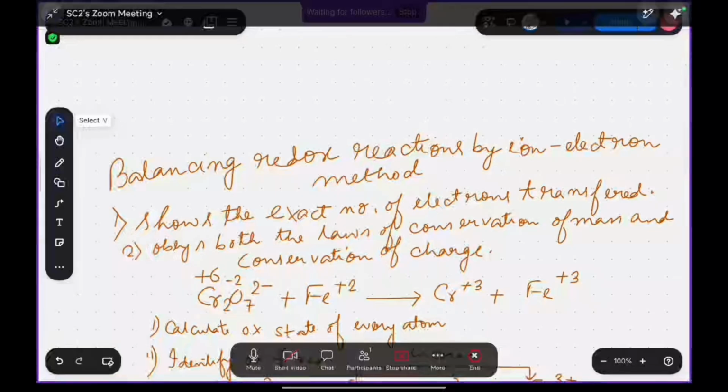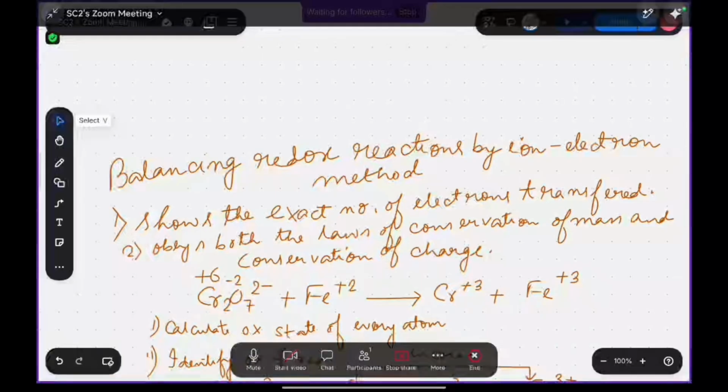Now let me simplify it. Law of conservation of charge means the number of electrons lost is equal to the number of electrons gained. If 6 electrons are lost during oxidation, all the 6 electrons must be gained during reduction. This is what the law of conservation of charge states. Now, let's take an example.